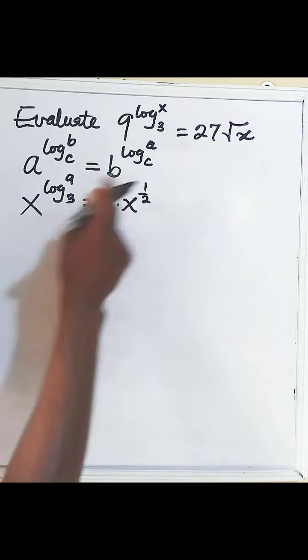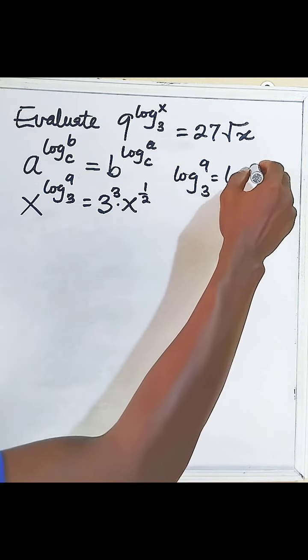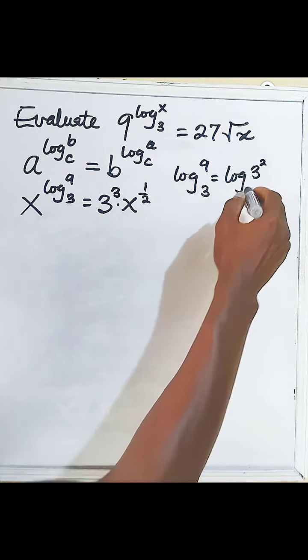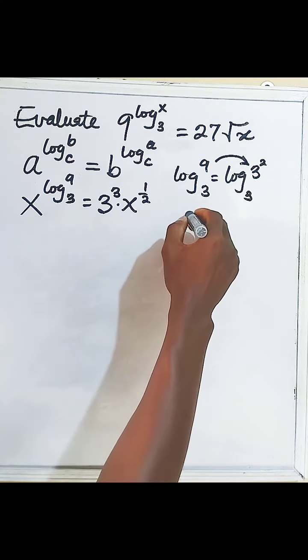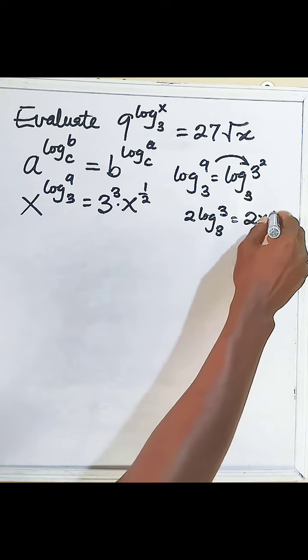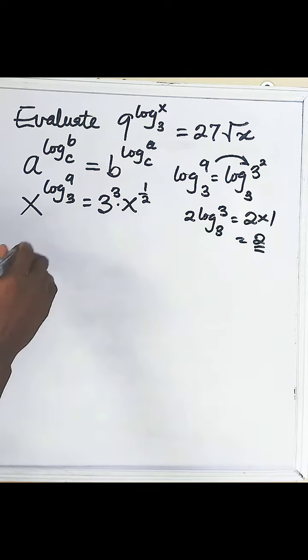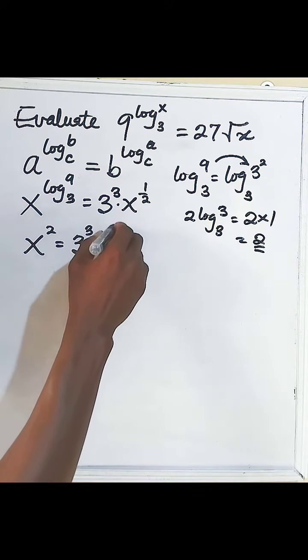And let us solve this one here. You have log 9 base 3. This can be written as log 3 raised to the power of 2 base 3. So at the end of the day, we have 2 log 3 base 3, which will give us 2 times 1, giving us 2. So here you have x raised to the power of 2 equals 3 raised to the power of 3 times x raised to the power of 1 over 2.